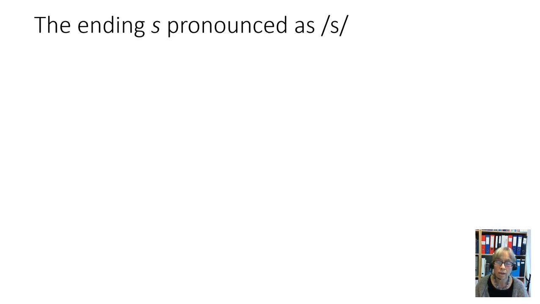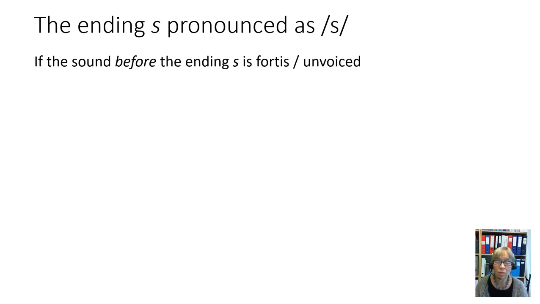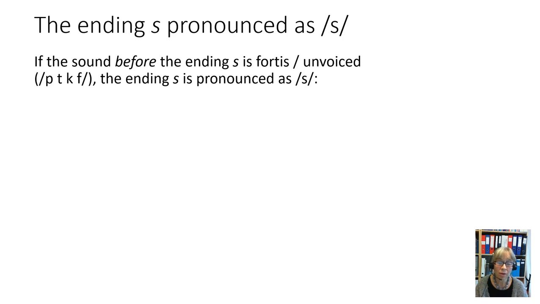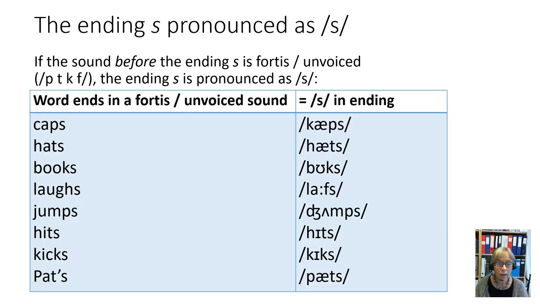The ending S is pronounced as unvoiced or fortis S if the sound before the ending S is also fortis or unvoiced. Now, there aren't too many of those. In principle, or in practice, they're just P, T, K, F. So after these sounds, the ending S is pronounced as S. So you get caps, hats, books, laughs, jumps, hits, kicks, pats.